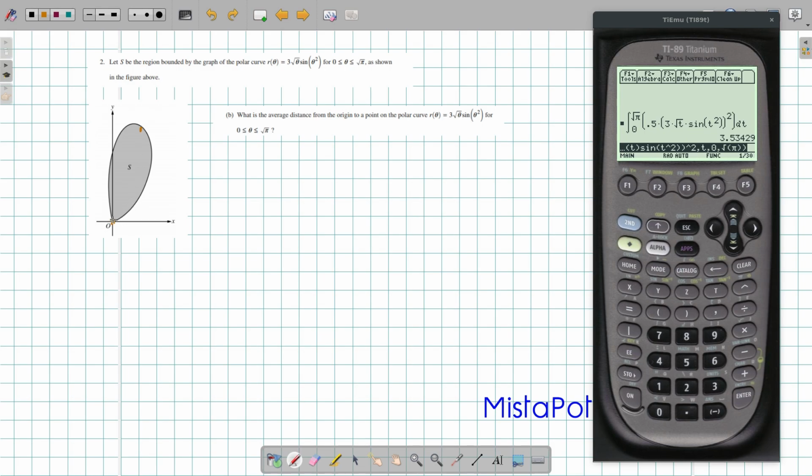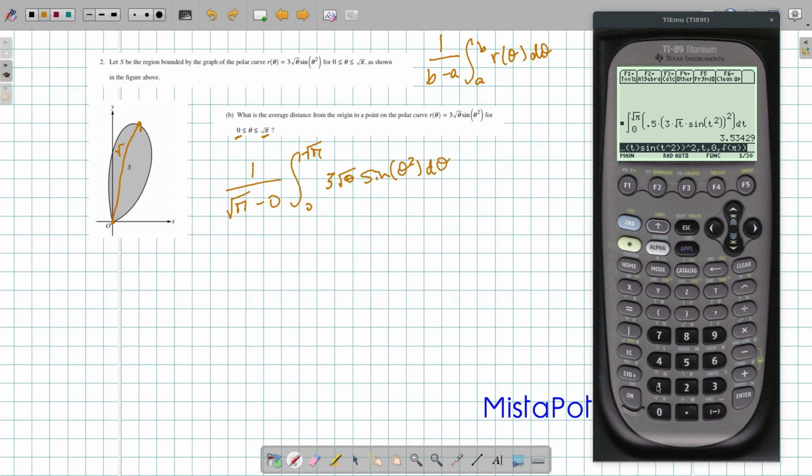So if I want to find the average distance, this distance here is r. So again, that's that 1 over b minus a times the integral from a to b of, in this case, r of theta d theta. And I want to find the average distance from a to b. So it's going to be 1 over square root of pi minus 0, times the integral from 0 to the square root of pi of r, which is going to be 3 radical theta times the sine of theta squared d theta.